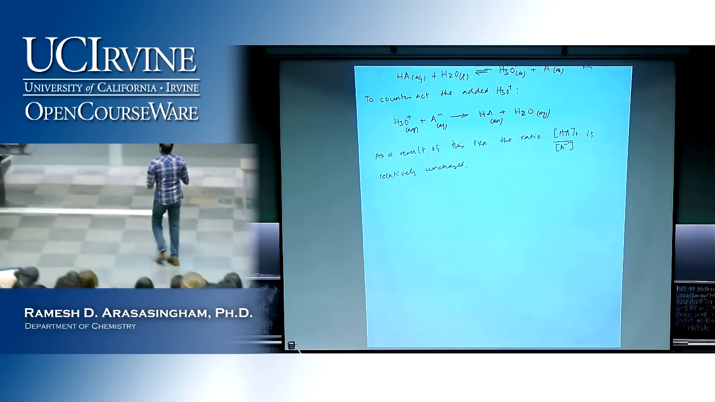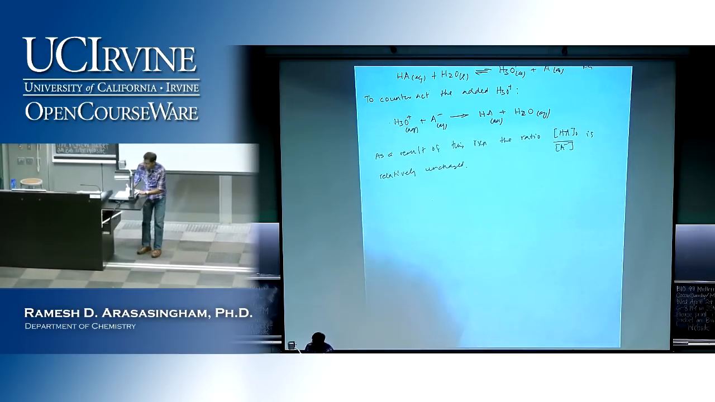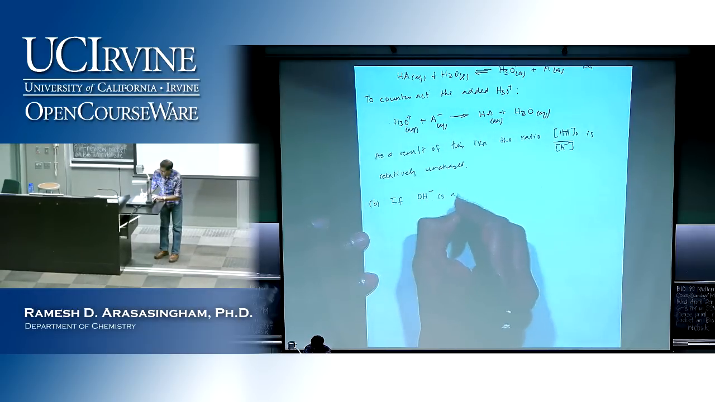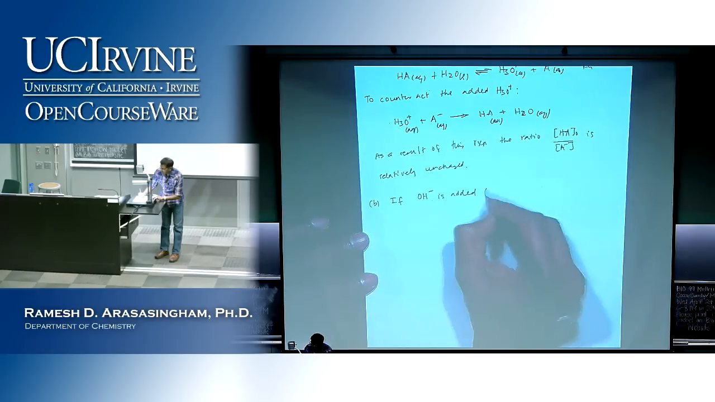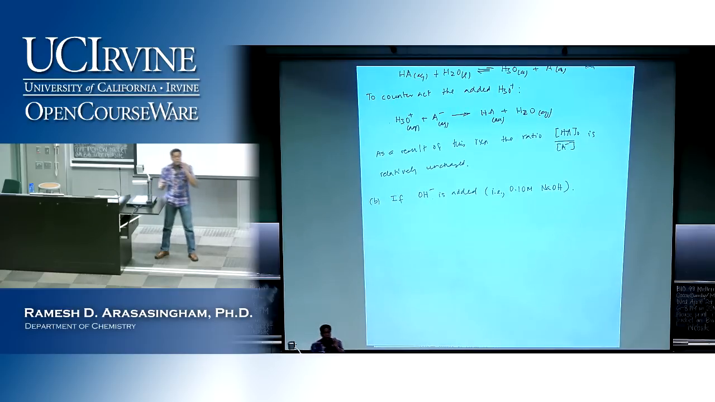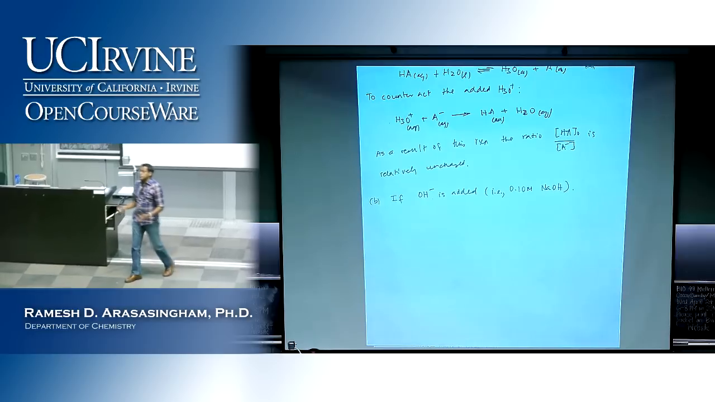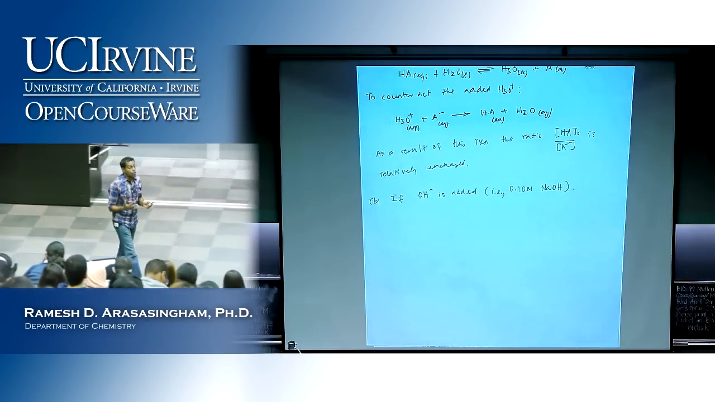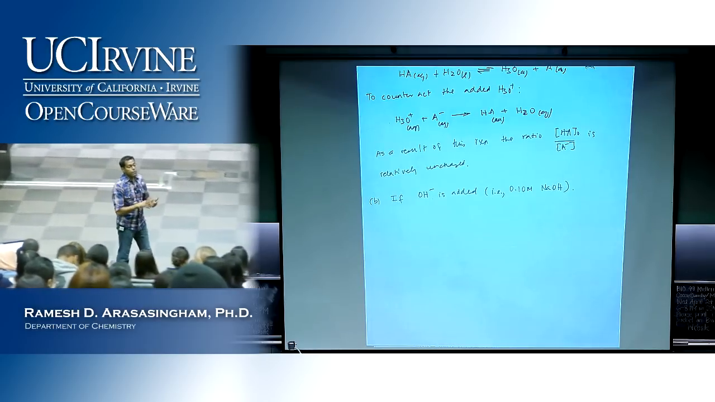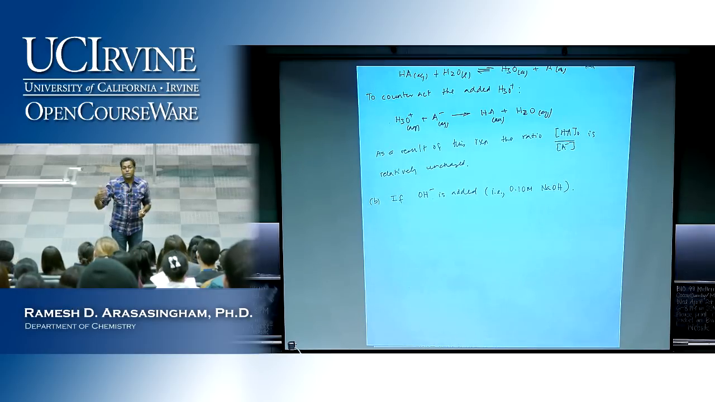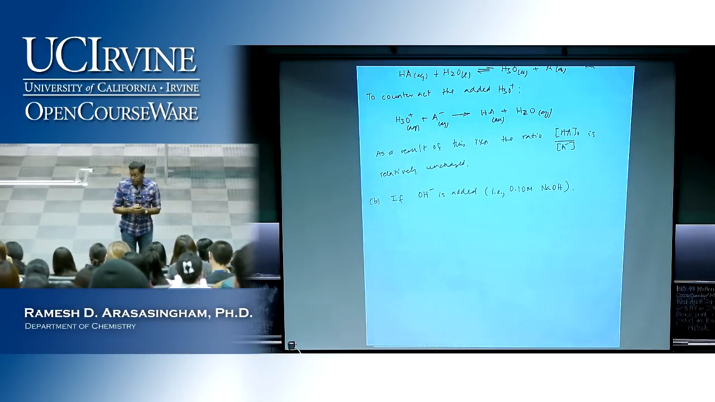Now, what happens if you add a base? So the second scenario is B, if OH minus is added, all right, so we're going to add a strong base, and let's say we're adding 0.1 molar NaOH. So we know NaOH, KOH, LiOH, lithium hydroxide, these are all group one metal hydroxides. These are all strong bases because they're salts, and the moment you put them in water, they're going to dissociate completely. And so if you put 0.1 molar NaOH, the result is you're adding 0.1 molar hydroxide.